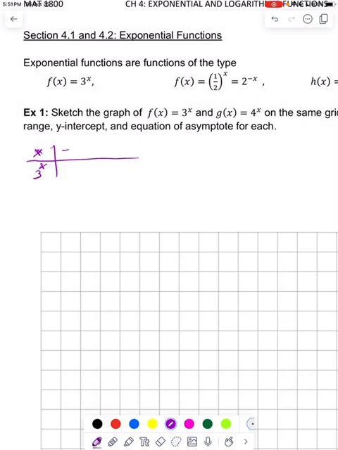We can start with some negative values and go to positive. So let's start with -2. At -2, I get 3 raised to -2, which is 1/9. At -1, the value will be 3 raised to -1, which is 1/3. And then at 0, the value will be 3 to the 0, which is 1. At 1, I will get 3. At 2, I'll get 9. Now, if we go further, it will be a very big number, and we don't want to go that far.